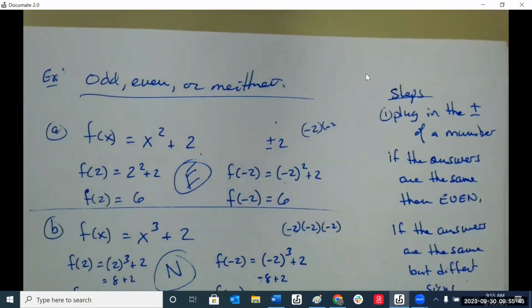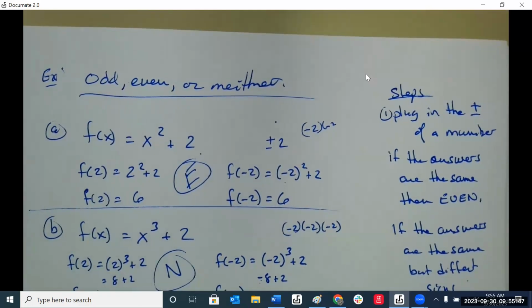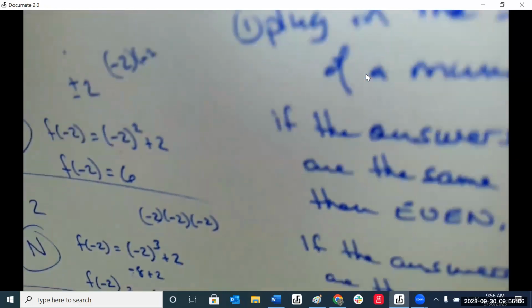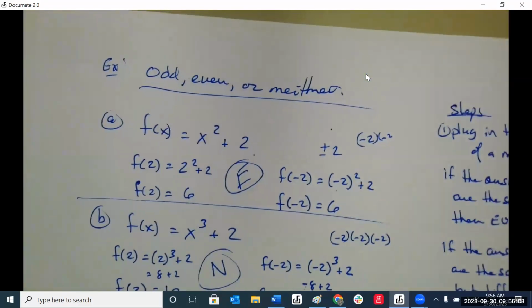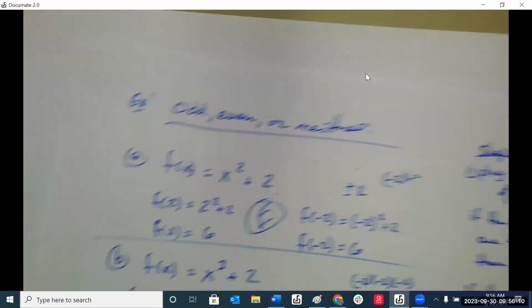So look at those, and now it doesn't matter what I give you, just look at the exponents. If the exponents are all even, it's an even function. If they're all odd, it's an odd function. If there's an even number in there, it cannot be odd. It can only be even at best if everything's even. So that takes care of that section. That's all there is to it. Pretty easy.